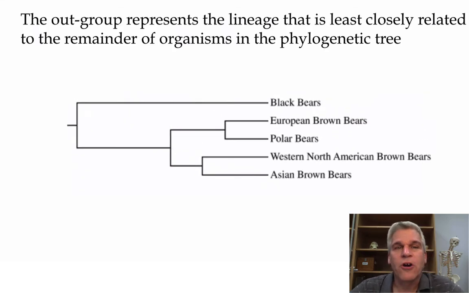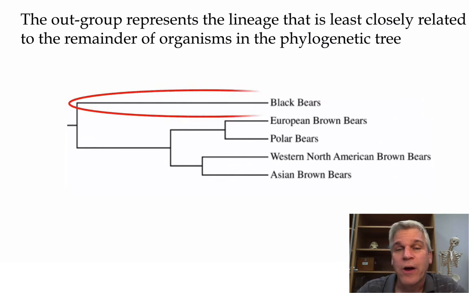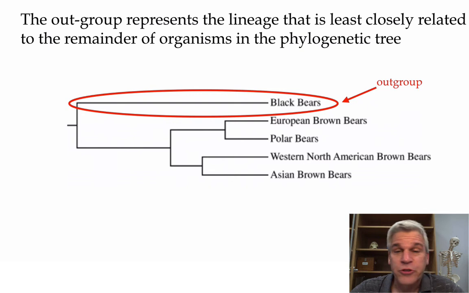Oftentimes you will see what's called an outgroup. They represent the lineages that are the least closely related to the remainder of the organisms in the phylogenetic tree. In this case, the outgroup are the black bears. Now, certainly all five of these bears share a common ancestor, but that common ancestor appeared long ago compared to, say, the common ancestor of the remaining four.